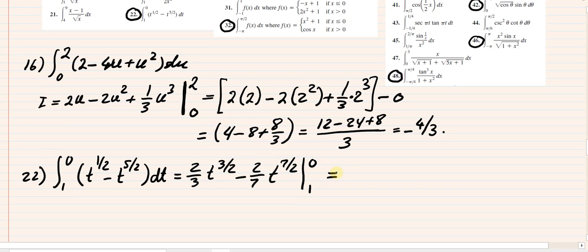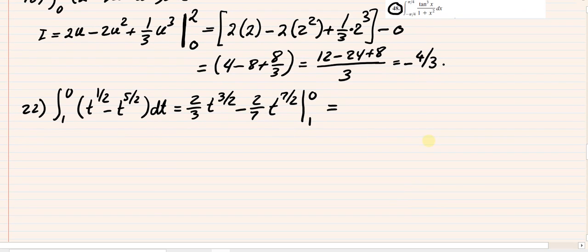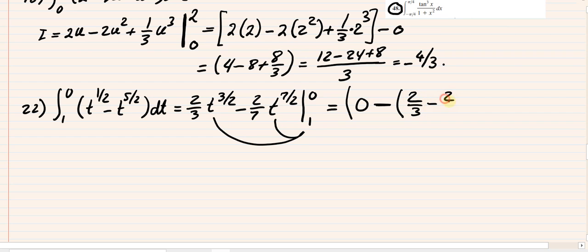Now if you notice the limits of integration are in improper form, we can actually change them or keep them the same. Now you plug in the upper limit, you get 0 of course, minus the lower limit. We plug in 1 for t. 1 to any power is 1, right? So that's just going to be negative 2/3 minus 2/7.